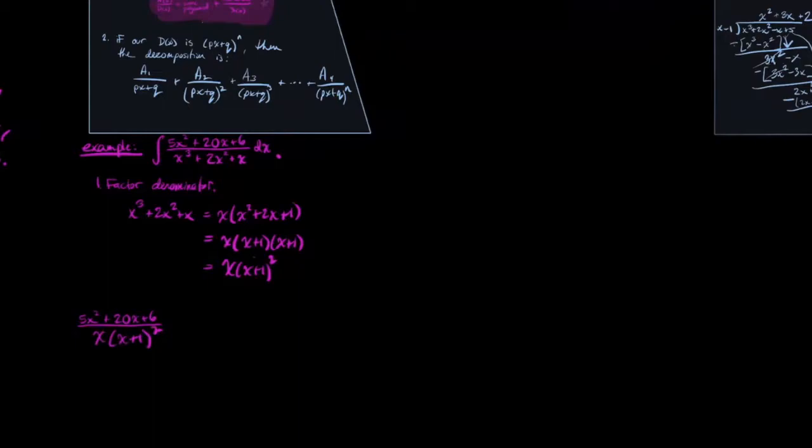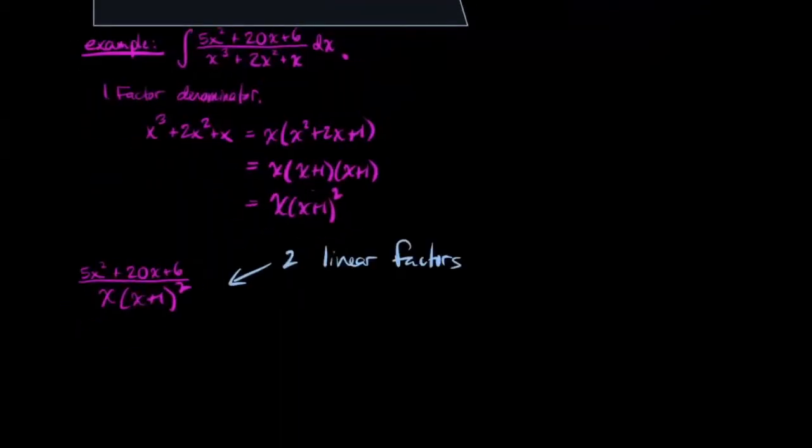Okay, so notice that what we have here is two linear factors. We have one linear factor that is x, and the other linear factor is x plus 1. And we end up squaring that, so there's actually two of them. So we can take 5x squared plus 20x plus 6. We can divide it by x times x plus 1 squared.